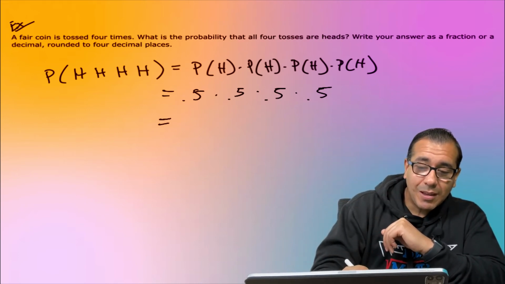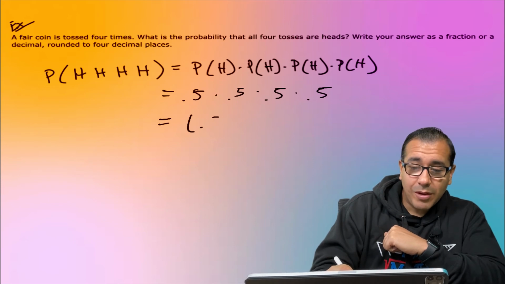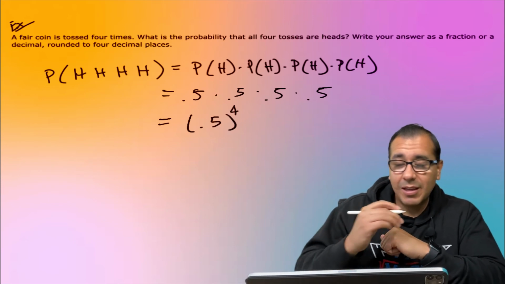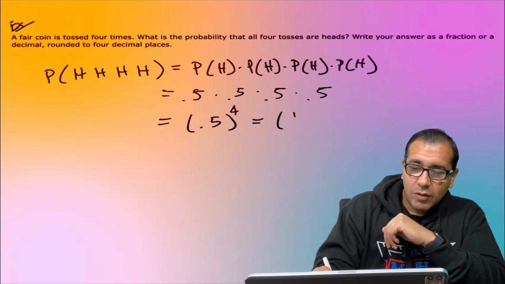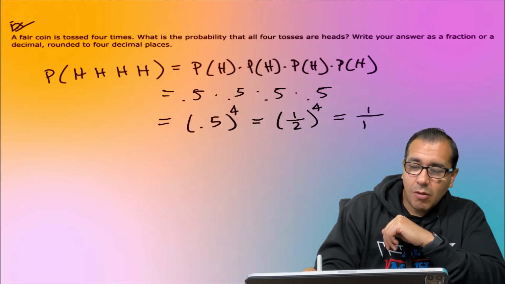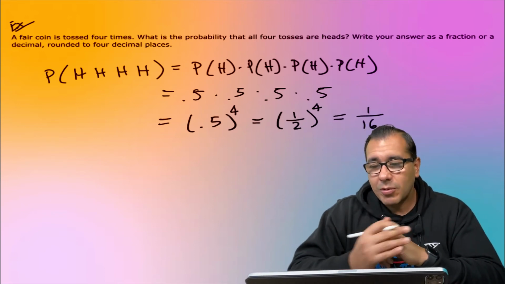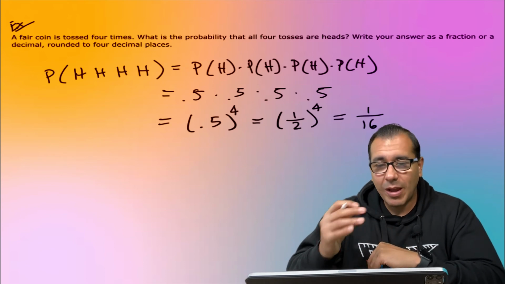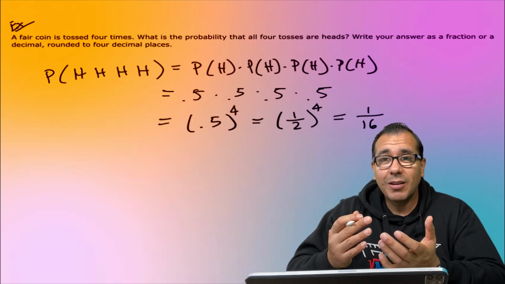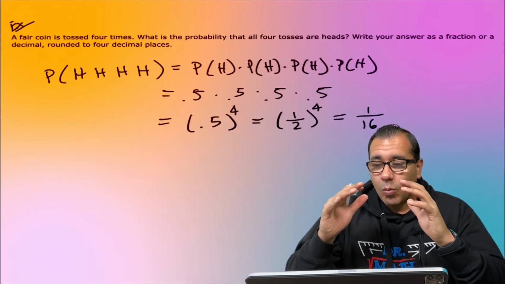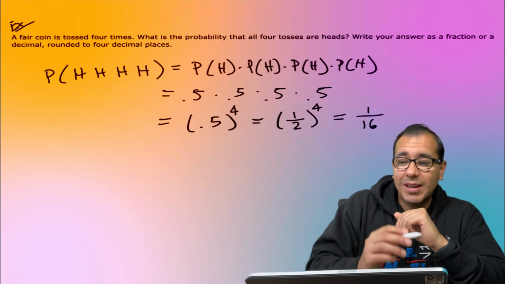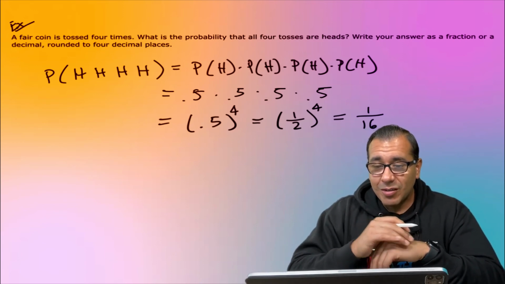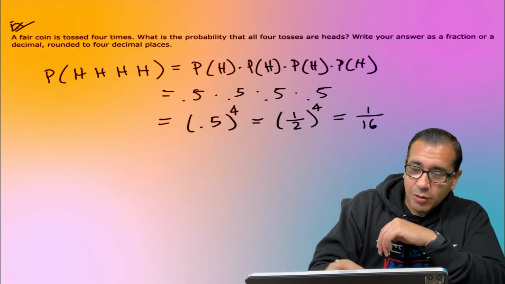Another way you could write that, if you wish, is 0.5 raised to the 4th power, and do that in your calculator. Some of your teachers might have you do 1/2 raised to the 4th power, which is the same thing as 1/16. And of course, we could plug that into our calculator and round to 4 decimal places. So again, whatever the instructions are, make sure you read them. In this case, we'll round to 4 decimal places. All right, so let's write our answer and move on to our next example.